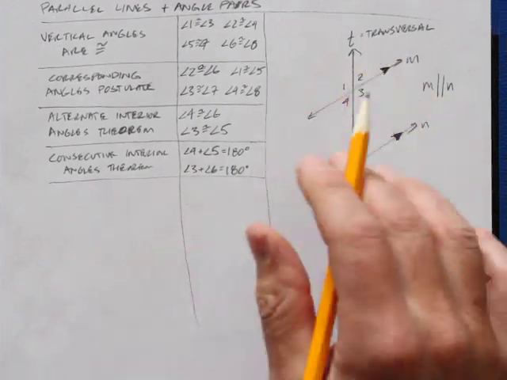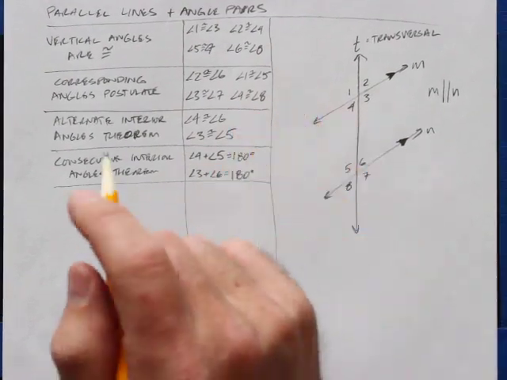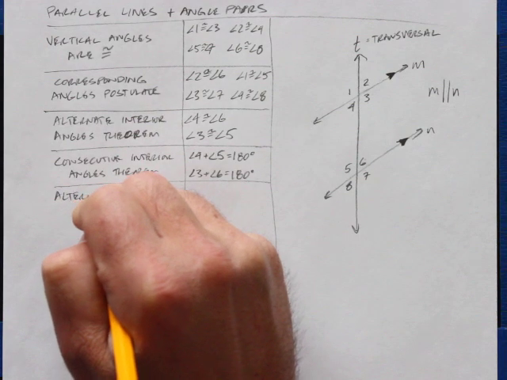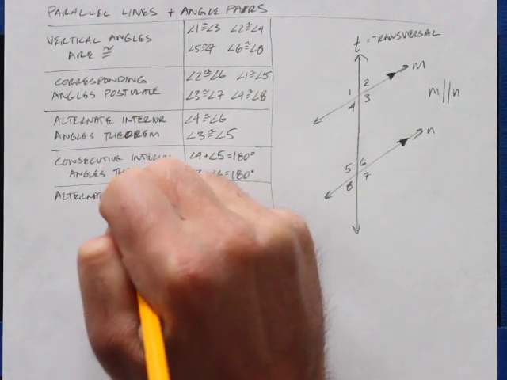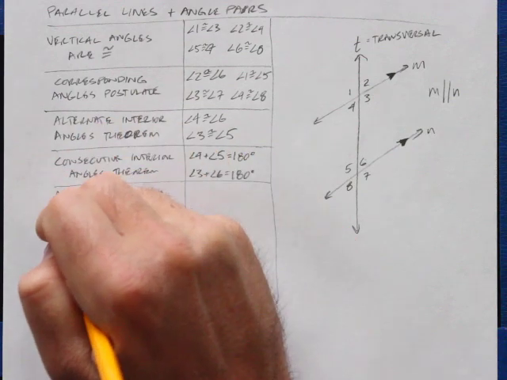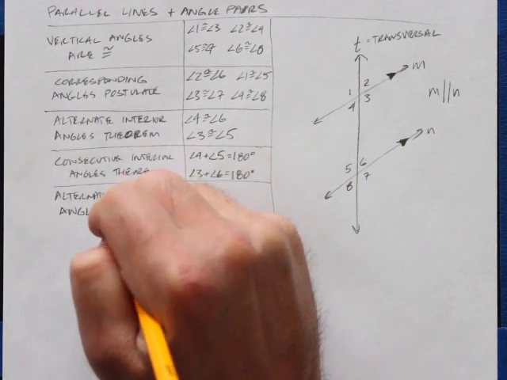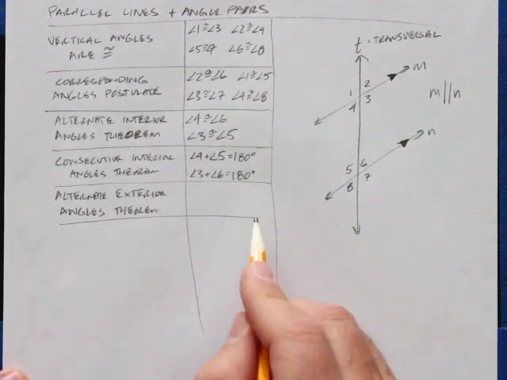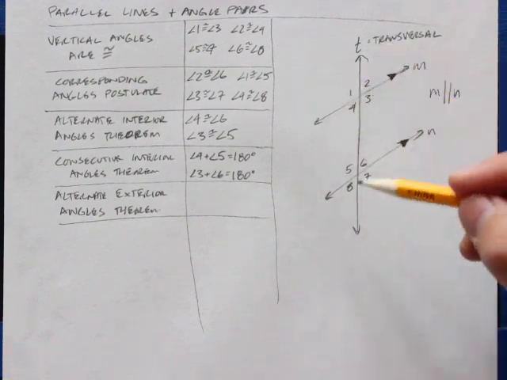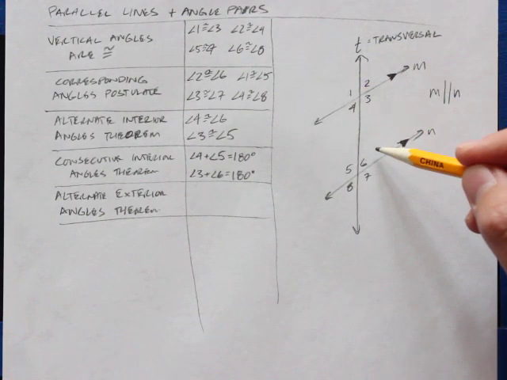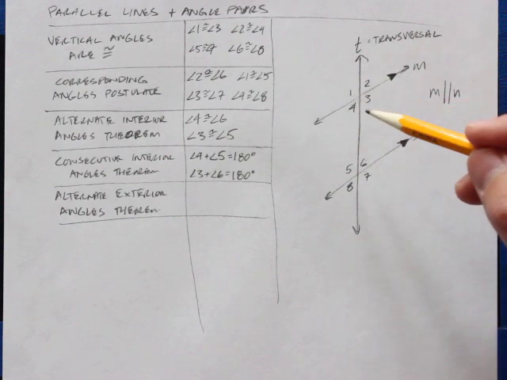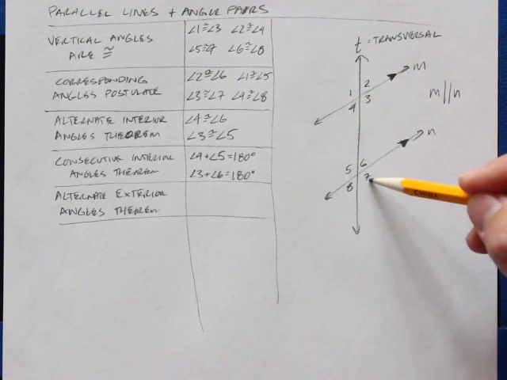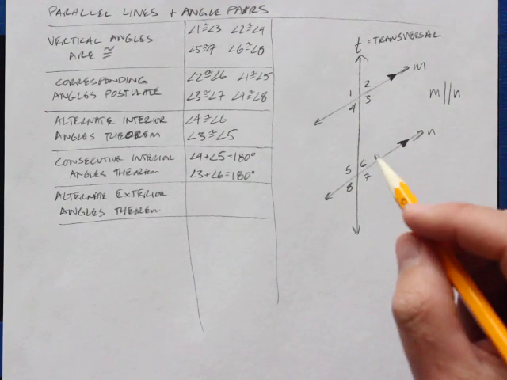The last thing we're going to put in this chart here is alternate exterior angles theorem. So alternate exterior angles, so remember the exterior ones are the ones that are not between the two lines. And alternate means on the opposite side of the transversal. So 1 and 7 are alternate exterior angles, 2 and 8 are alternate exterior angles.